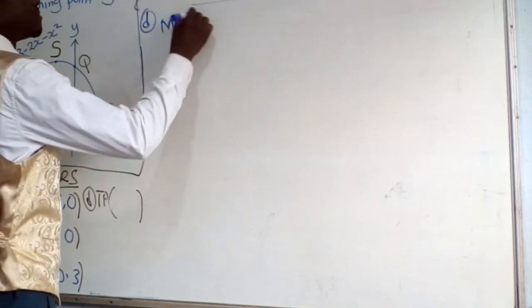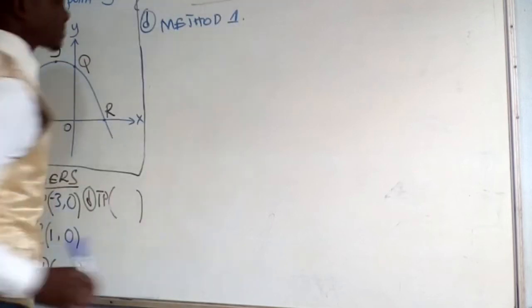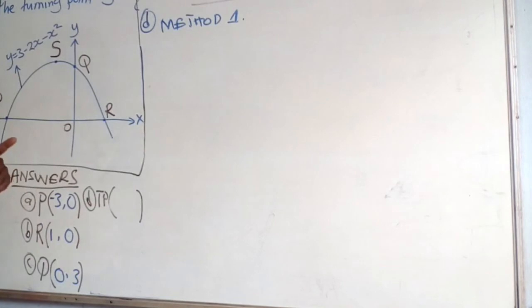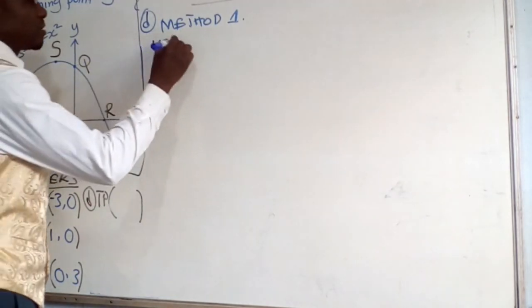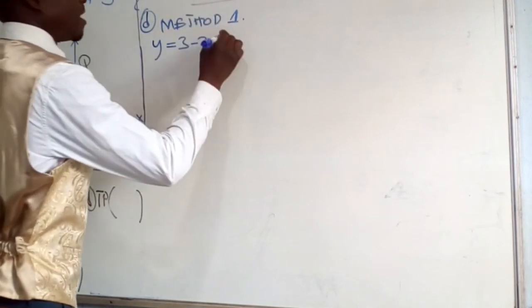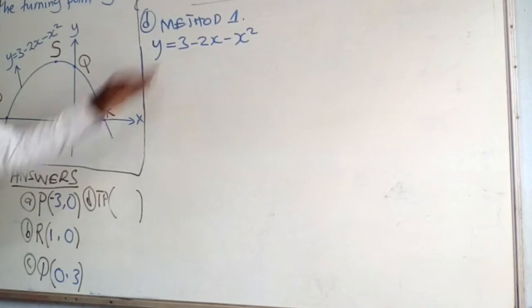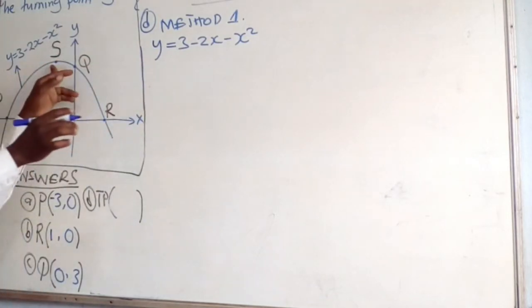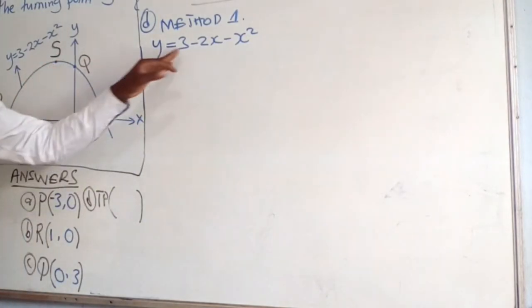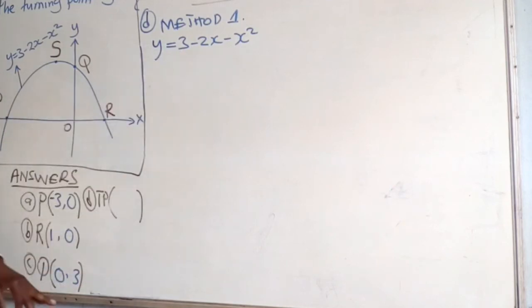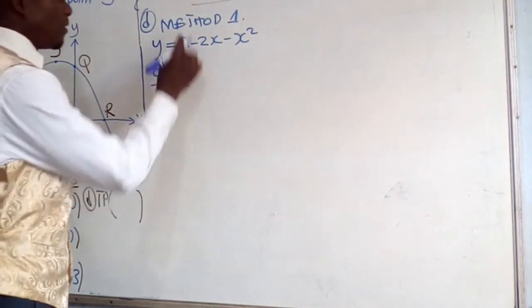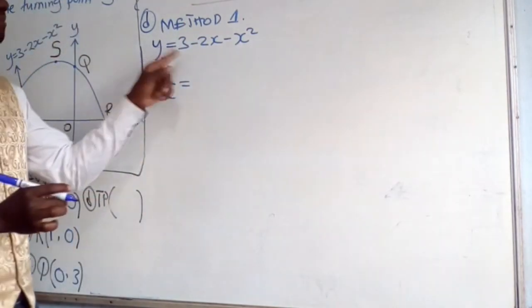Method 1. If we consider that this is a turning point, then it means that at the turning point, the gradient is equal to 0. So y is equal to 3 minus 2x minus x squared. That is our function. Then the gradient of this function should be equal to 0 at the turning point. So you use calculus, you differentiate this so that you find what we call the gradient function. So we say dy over dx is actually equal to, this 3 is a constant. When we differentiate it, it becomes 0.